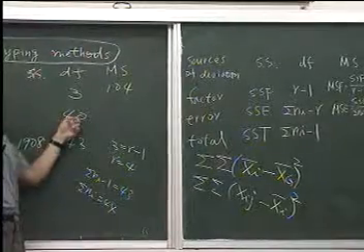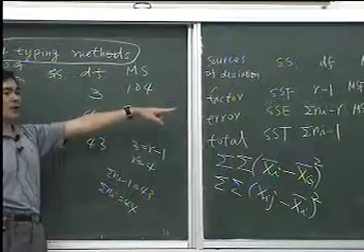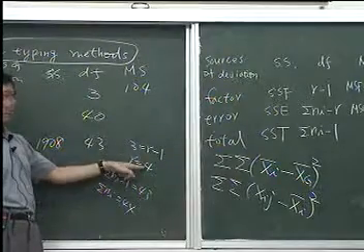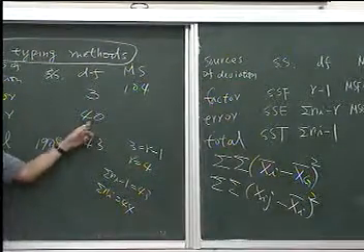And what about this number? This number should be summation Ni minus 4, right? So it should be 40.